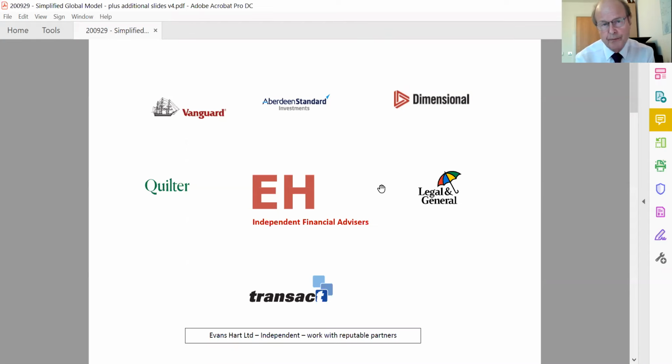global model. We work with a number of investment partners, including Dimensional and Vanguard, and through them we're able to gain exposure to all areas of the world stock market and bond market.